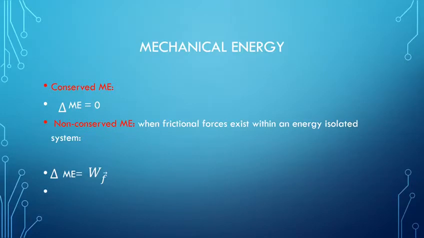Whereas when we have frictional forces, or as we mentioned previously, non-conservative forces, this mechanical energy is not conserved anymore. It's non-conserved. So delta ME becomes equal to the work done by the frictional forces.